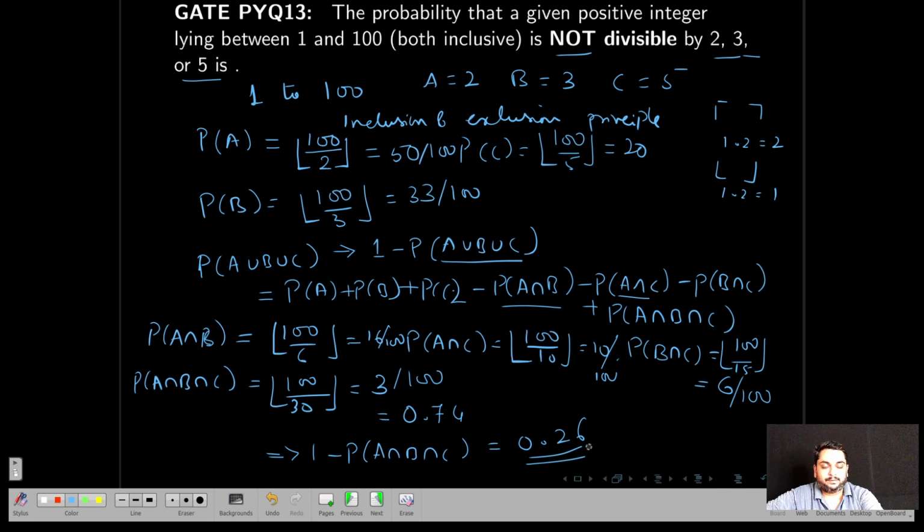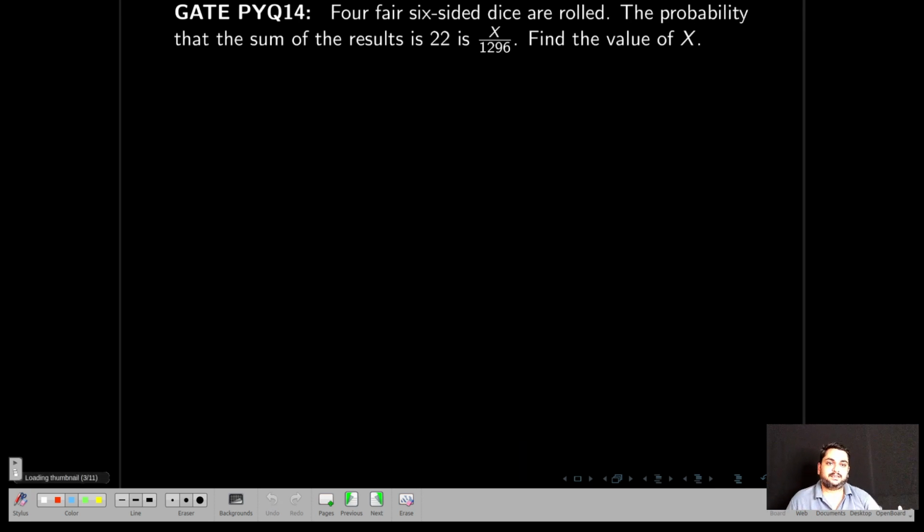Okay, so it's simple only, but very lengthy. Next. 4 fair 6-sided dice are rolled. The probability that the sum of the results is 22 is x by 1296. Find the value of x.